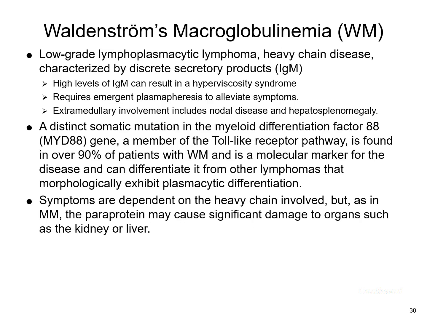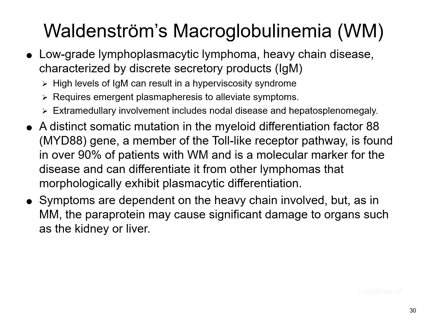Waldenstrom's macroglobulinemia. So this is a low-grade lymphoplasmacytic lymphoma that is a heavy chain disease, and it's characterized by discrete secretory products. So you actually see high levels of IgM that will result in a hyperviscosity syndrome. Now, because of this syndrome, there may be the need for an emergency plasmapheresis to actually alleviate some of those symptoms. There can be an extramedullary involvement that will include nodal disease and hepatosplenomegaly.